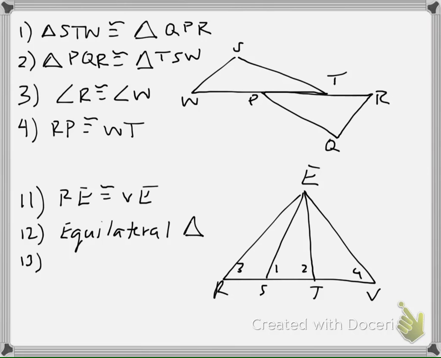Number 13 is, if ES is congruent to ET, the measure of angle 1 is 75 and the measure of angle 2 equals 3x, then what's x? So if ES and ET are congruent, then angle 1 and angle 2 would be congruent as well. So you just find what 3 times x equals, and 3 times x equals 75, and so x would equal 25.